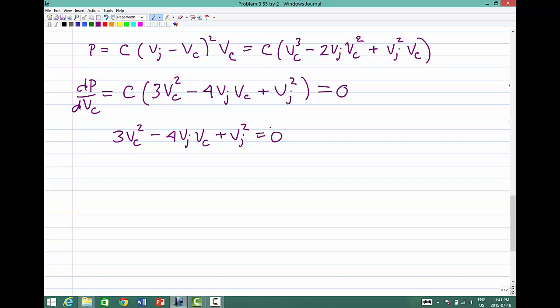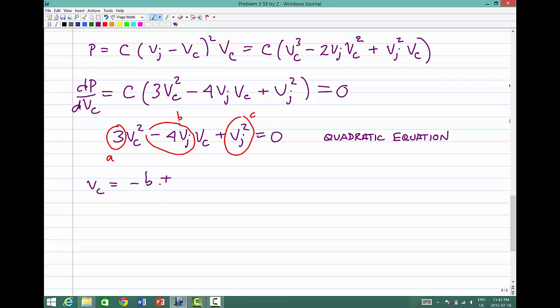And that's a standard quadratic equation. And just to remind you, this is like high school math. This is A, this is B, and this is C. And using those definitions, remember that Vc equals minus B plus or minus the square root of B squared minus 4AC, all over 2A, right? This must bring back some high school mathematics.